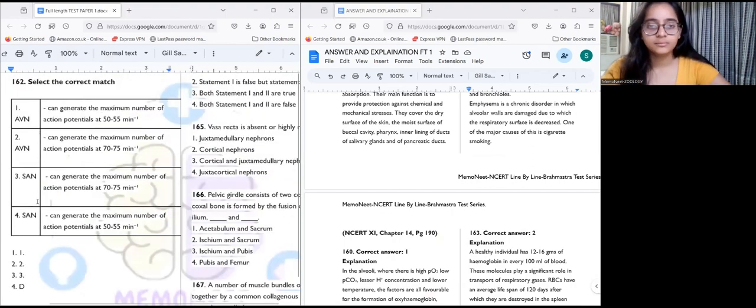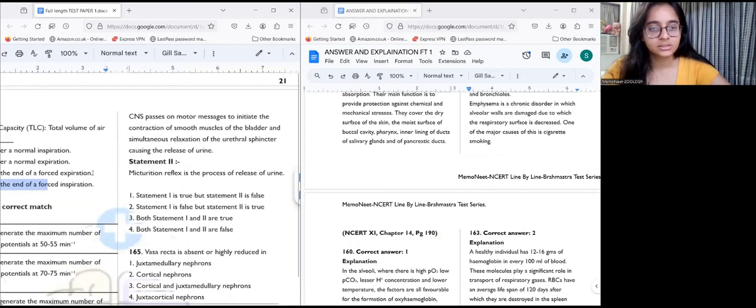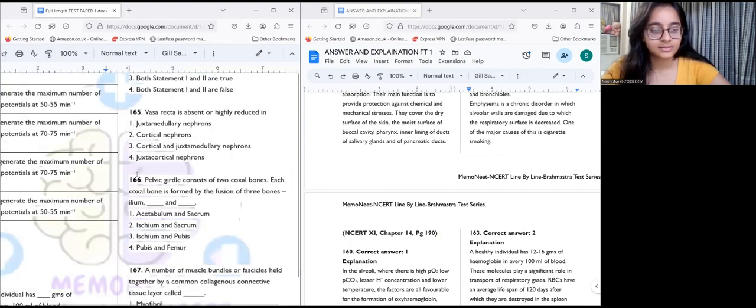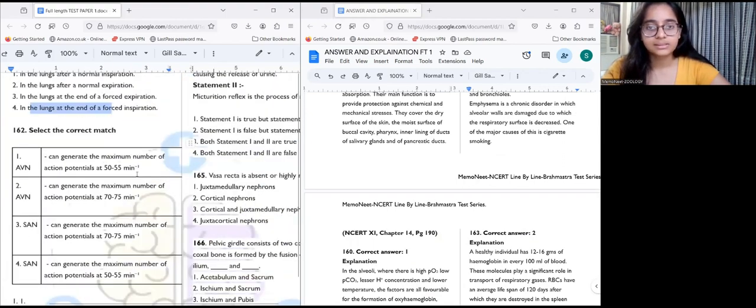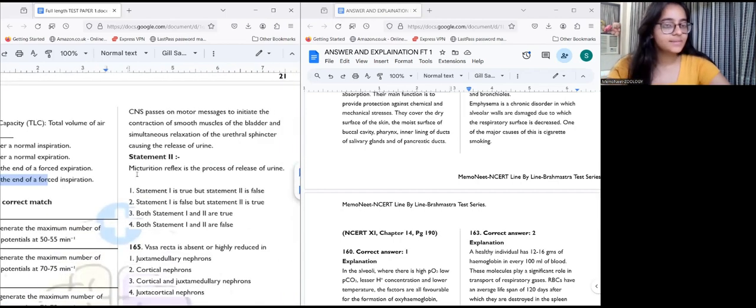For 164, the question states, okay, this is the first statement. Statement 1 states that the CNS passes on motor messages to initiate the contraction of smooth muscles of the bladder, and simultaneous relaxation of the urethral sphincter causes the release of urine. And the second statement is that the micturition reflex is the process of release of urine.